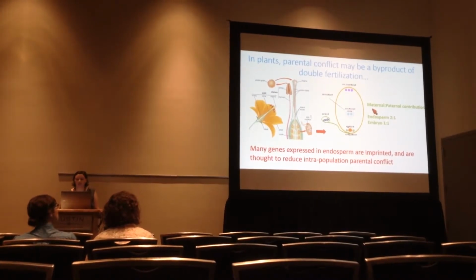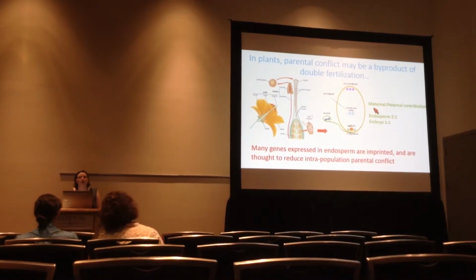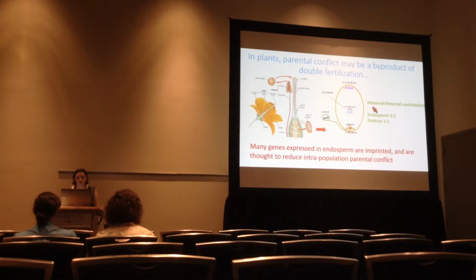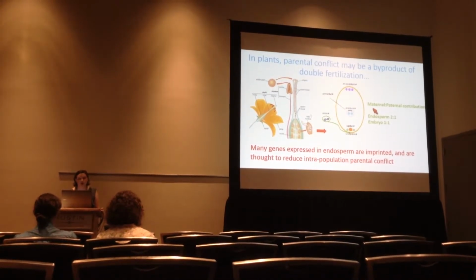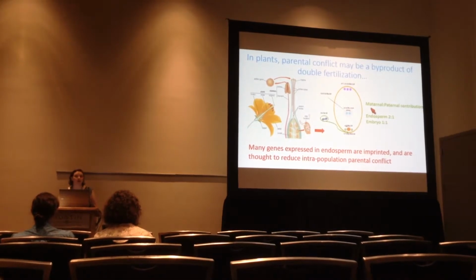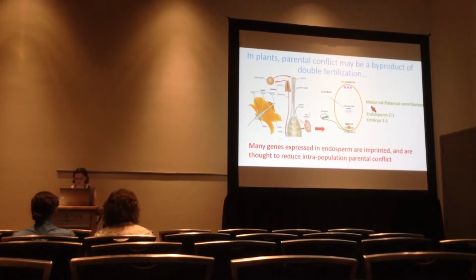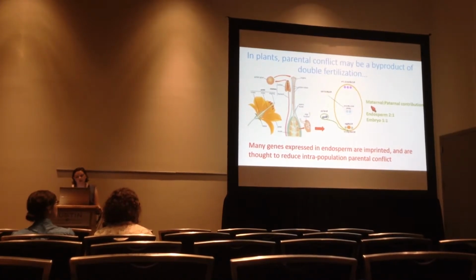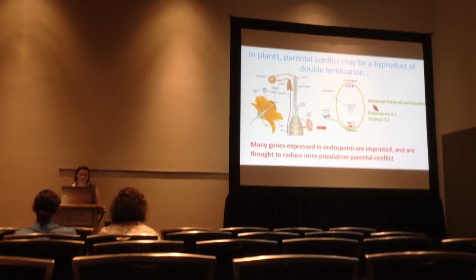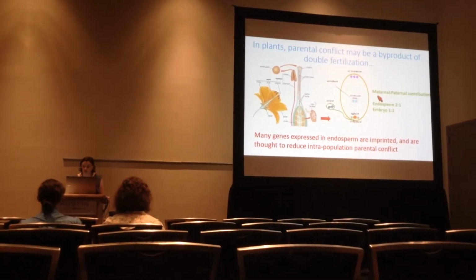And so that's really interesting. It's not a problem of dosage effects. And in fact, there's been a lot of work on endosperm development, and it turns out a lot of genes in the endosperm are imprinted, whereby only one parental allele is expressed and the other is silenced. And it's a non-random parental allele. And it's been hypothesized that this imprinting in the endosperm is a direct consequence of selection to reduce parental conflict.